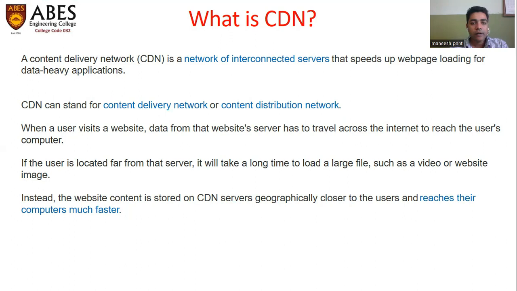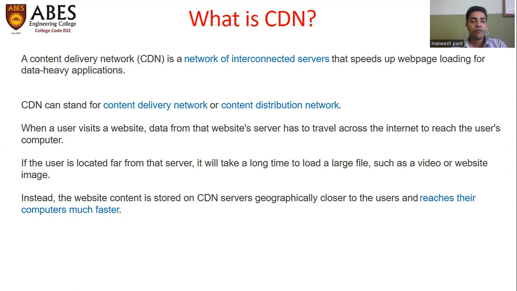So a content delivery network, let us see what it is. A content delivery network is a network of interconnected servers that speeds up web page loading for data heavy applications. So if you have a huge application and it requires a lot of data by the user, and the data is repetitive in nature, we can easily cache it at an edge location and then the user can access it. CDN stands for content delivery network or content distribution network.